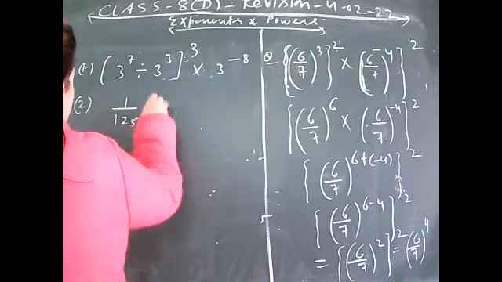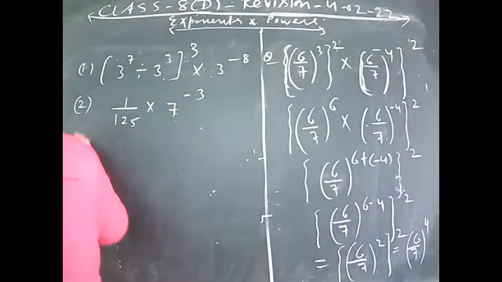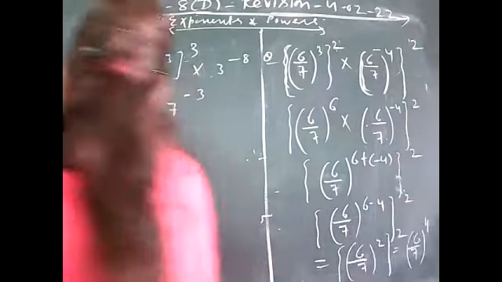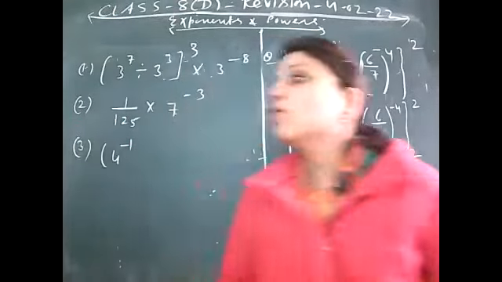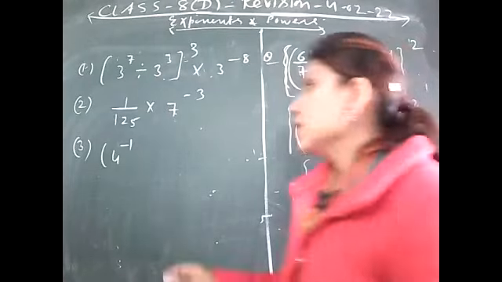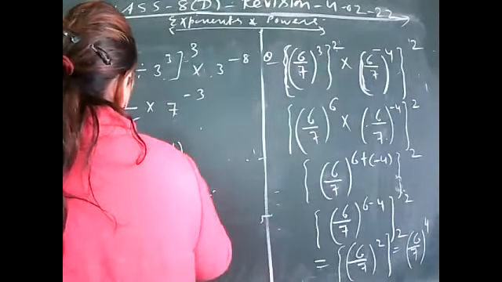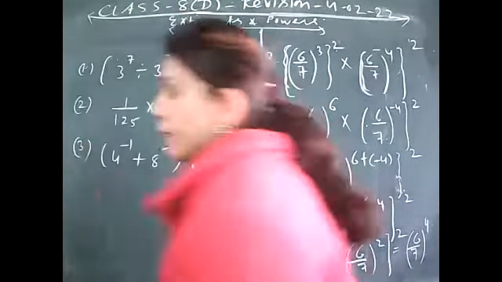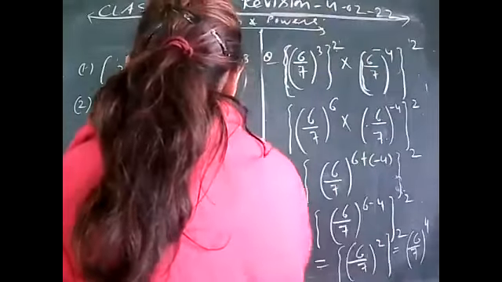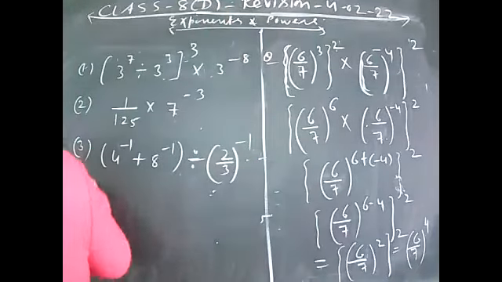1 by 25 into 7 raised to power minus 3. Next, 4 raised to power minus 1 plus 8 raised to power minus 1 divided by 2 by 3, 2 by 3 raised to power minus 1.